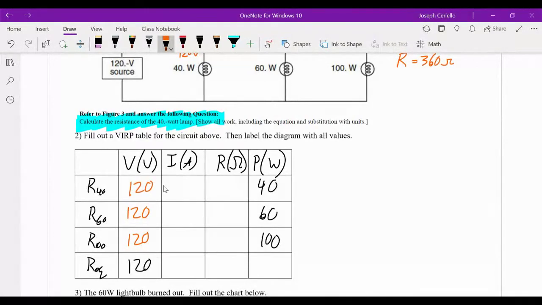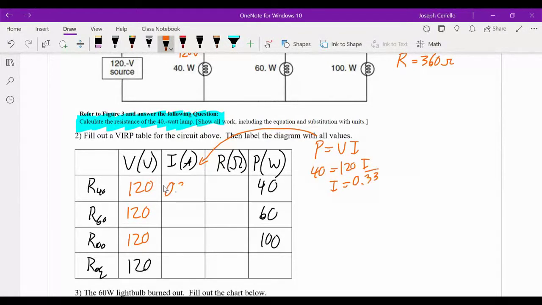All right, so we got that whole one. Now we have to think, okay, how can I get the current? Well, I have the power and the voltage. Can I get current? I think we just did that, didn't we? P equals V times I. So let's see. The power is 40, V is 120, I is our unknown. Our current in this case comes out to be 1/3 or 0.33 repeating.